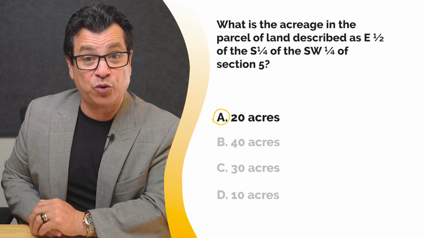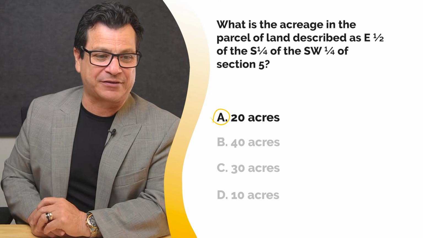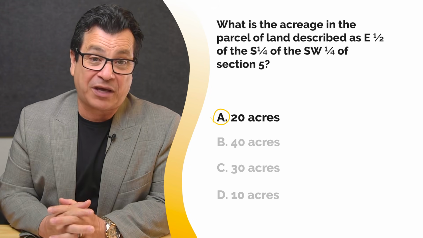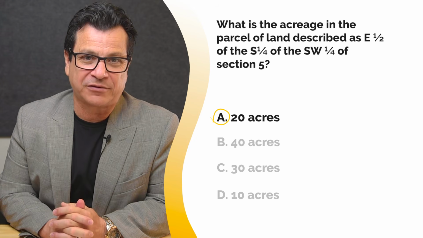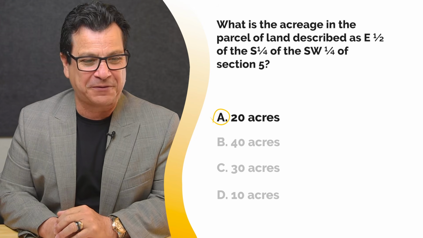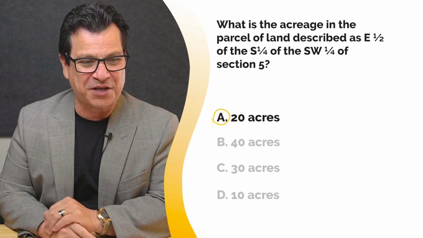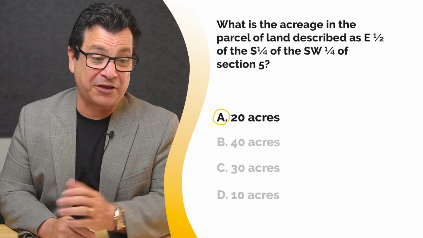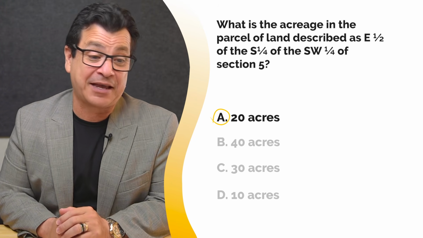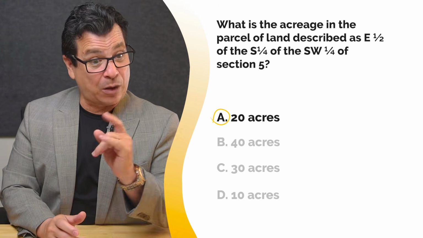Yeah, we'll divide that by 2. We're going to come up with 320 acres. Got it? Step 3, we've got to find the south 1/4. So now we're looking at 1/4 of the 320. What is that? Well, you divide 320 by 4 and you get 80 acres. We're not done. We've got one more step.